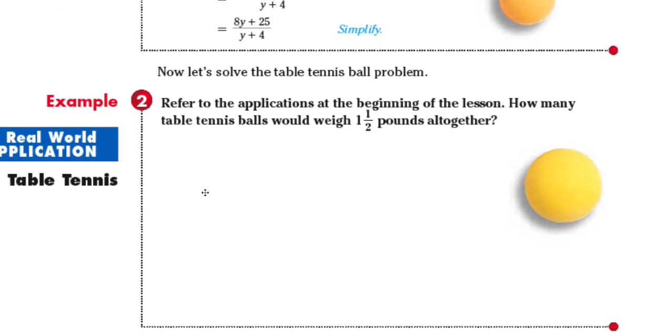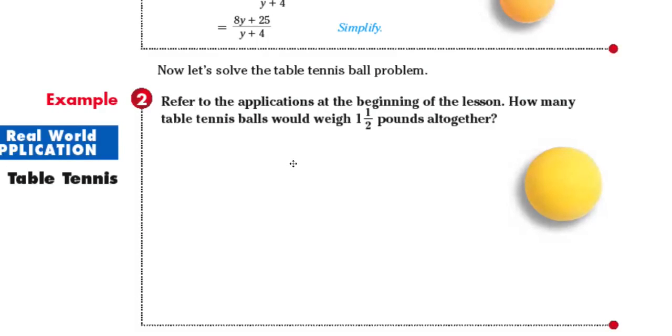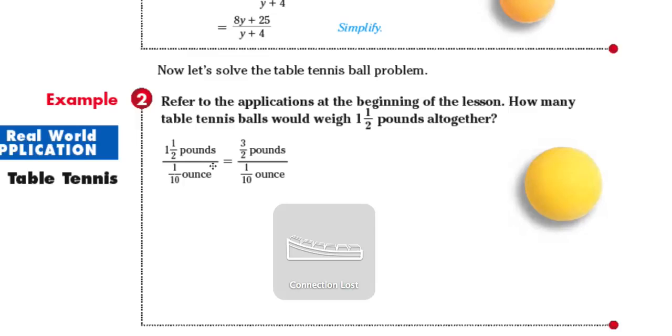Now let's go back to the table tennis ball, or the ping pong ball, at the beginning of the lesson. How many table tennis balls would weigh 1 and 1/2 pounds together? We take 1 and 1/2 pounds over 1/10 of an ounce, which is the weight of approximately one table tennis ball, meaning we divide 1 and 1/2 pounds by the weight of one ball. We convert 1 and 1/2 pounds into an improper fraction, which is 3 halves, and then we have a complex fraction, which we will talk about in example 3. The main fraction bar indicates division, so this is 3 halves divided by 1 over 10.